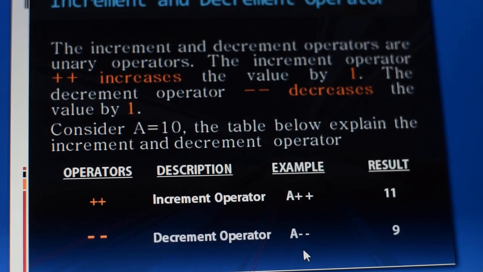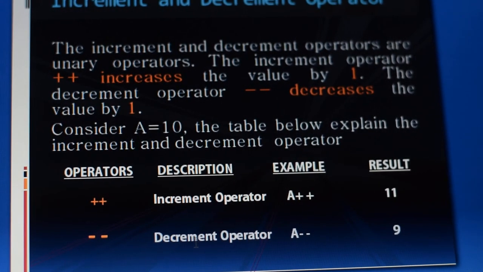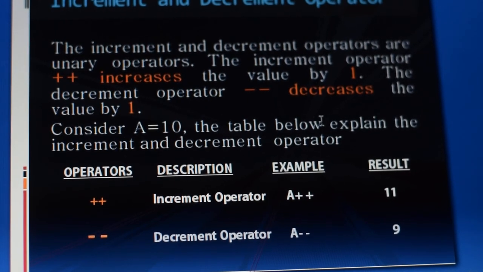And A, the value of A is 10. In the decrement operator, what happens? It decreases the value by 1.